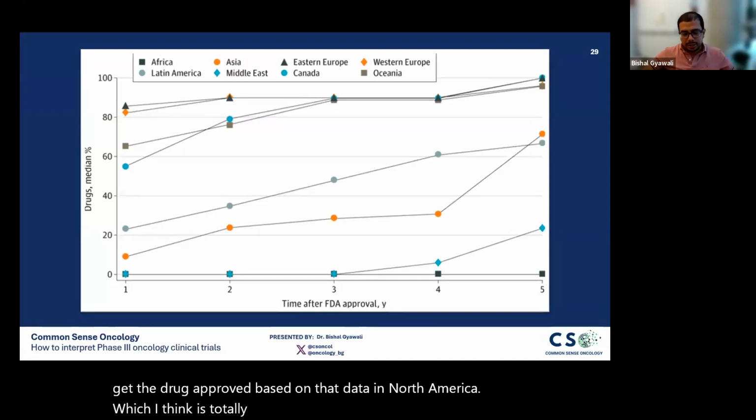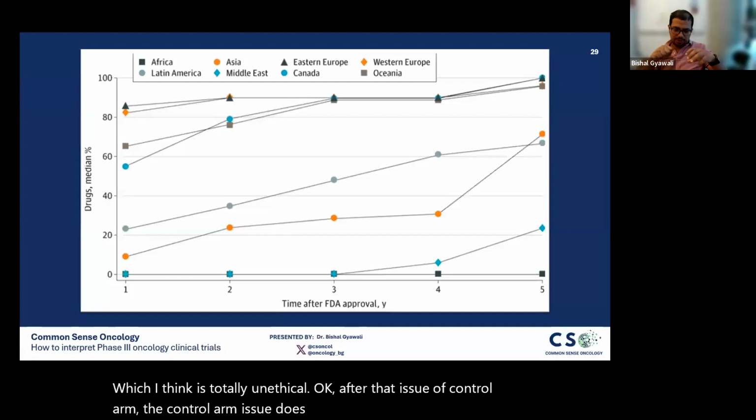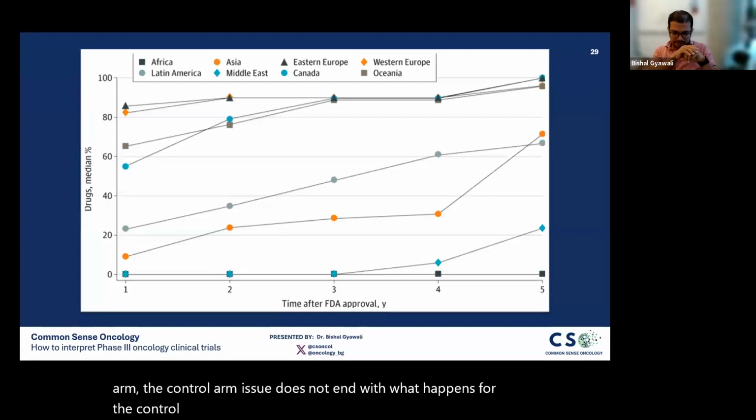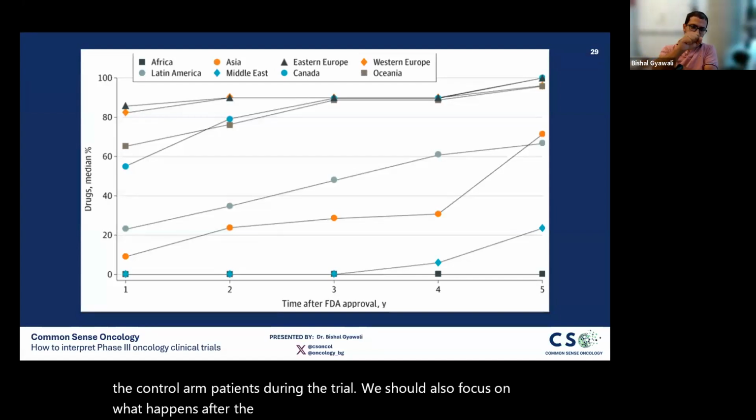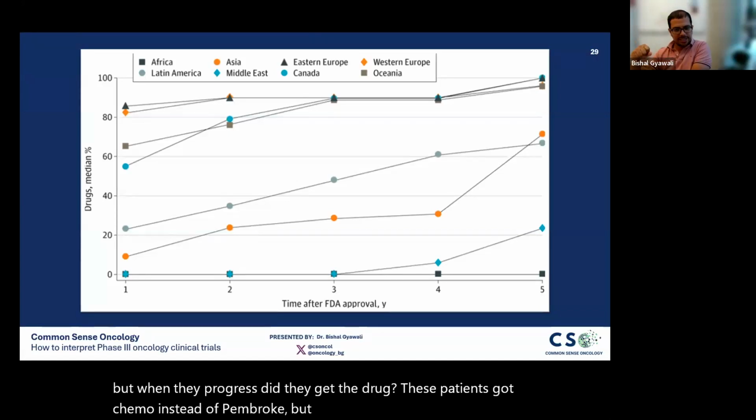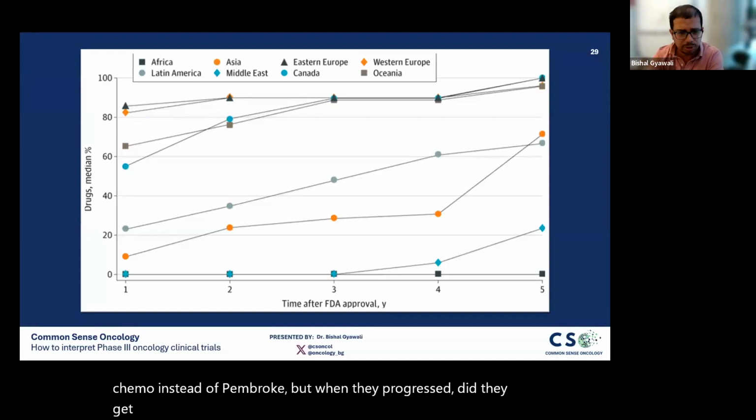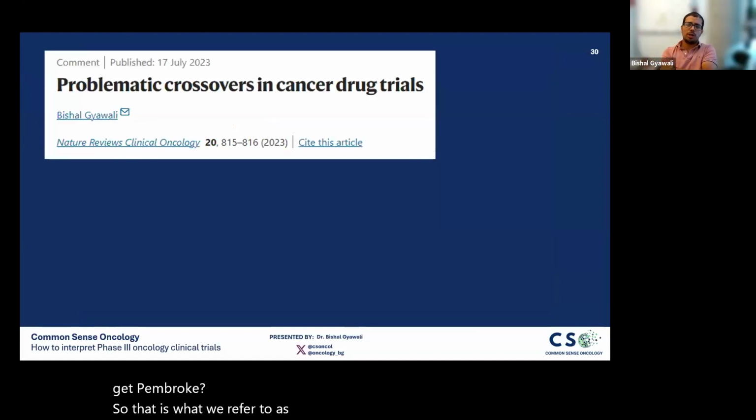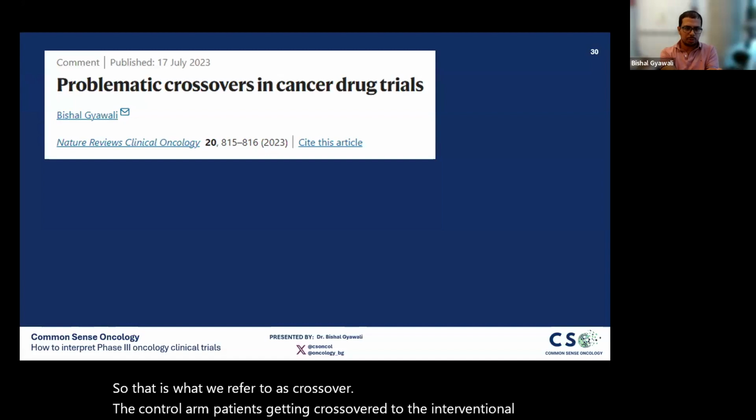Okay, after that issue of control arm, the control arm issue does not end with what happens for the control arm patients during the trial. We should also focus on what happens after they progress. Okay, these patients got placebo, but when they progressed, did they get the drug? These patients got chemo instead of pembro, but when they progressed, did they get pembro? So that is what we refer to as crossover. The control arm patients getting crossover to the interventional drug at the time of progression.